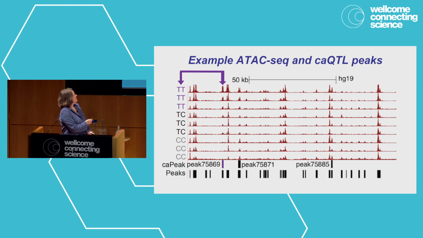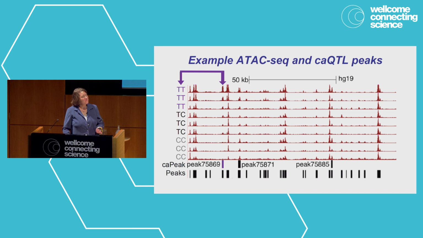Shown on the left are the genotypes of a variant that's located right in the middle of that peak. You can see the individuals with the TT genotype, homozygous for the T allele, have stronger evidence of accessibility than the individuals with the CC genotype. It's hard to even tell if there's an accessible region there.